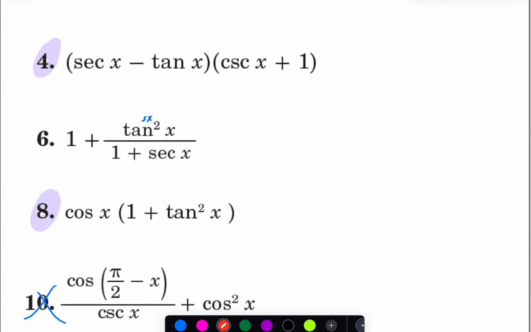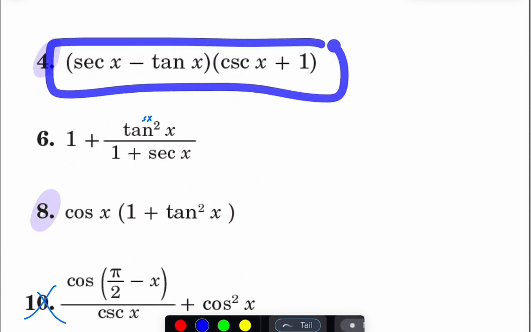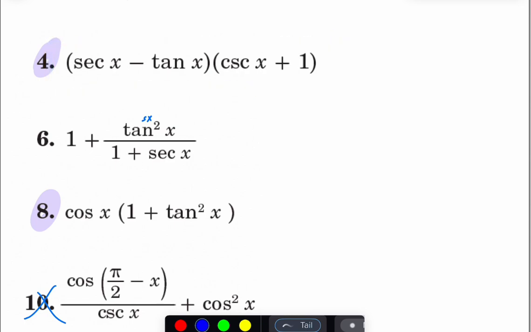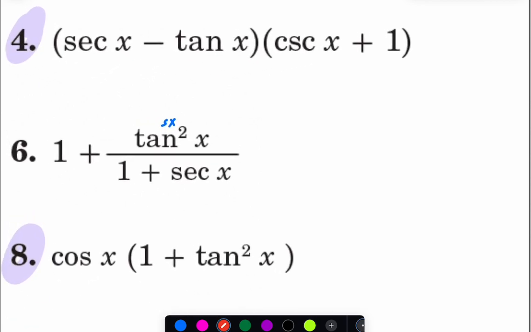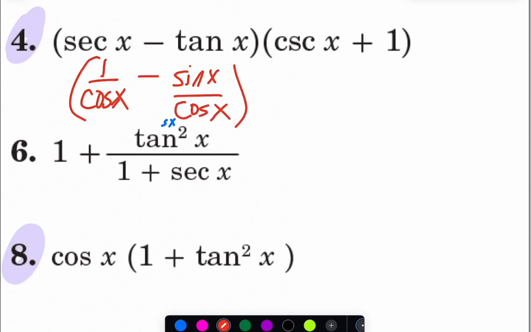One of the hints I gave you when it said to simplify the expression was, if you have lots of trig functions, change everything to be somehow a relationship between sines and cosines. Everything is related to a sine and cosine, make them sines and cosines. So secant is 1 over a cosine. Tangent is sine over cosine. Cosecant is 1 over sine.